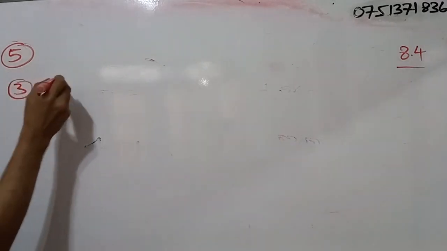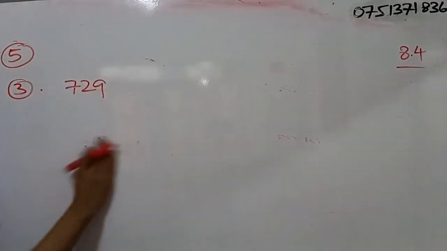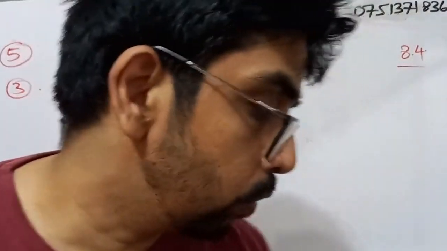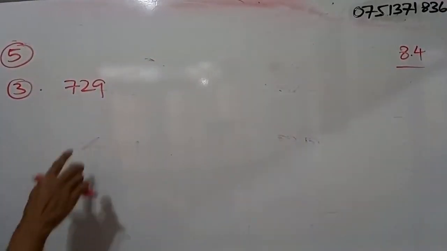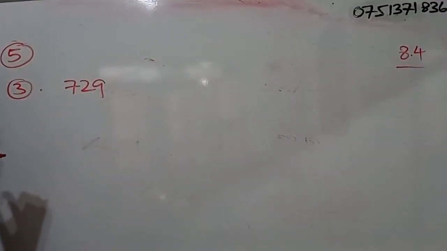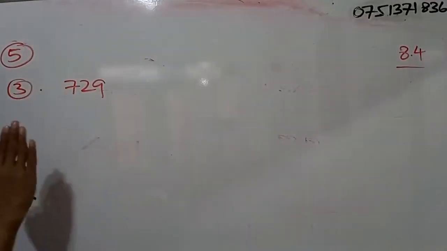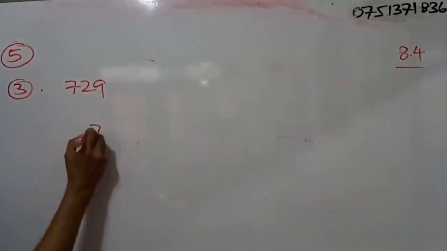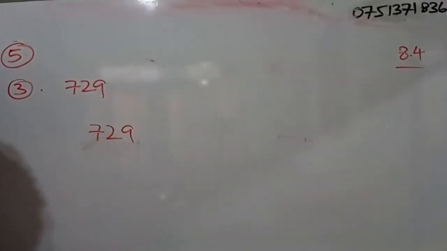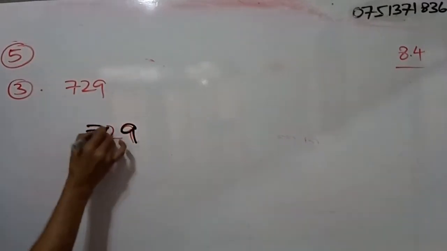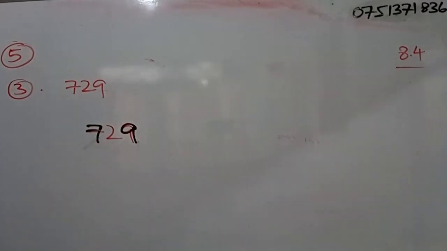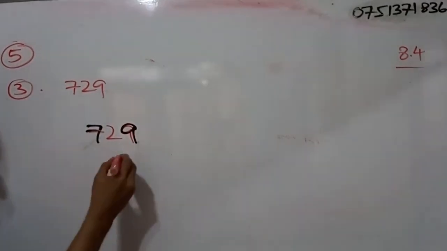The next number we have is 729. We have to calculate the square root of 729. The digit in the ones place is 9, so this can be a perfect square. Always you have to check that. So the number we have is 729, the digit in the ones place is 9 and this is 7.